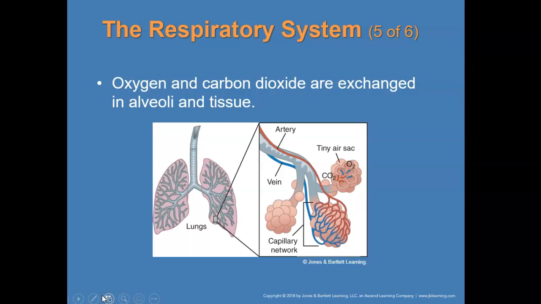Oxygen and carbon dioxide are exchanged in the alveoli and tissue. They've taken just a little piece of the lung out to blow it up and show you what the alveoli look like. There's an artery and a vein in there, and then there are tiny air sacs. In the tiny air sacs, in the capillary network, you see where the arteries and veins are coming down and then meeting together. That is the capillary network, and that's where oxygen and carbon dioxide are exchanged.